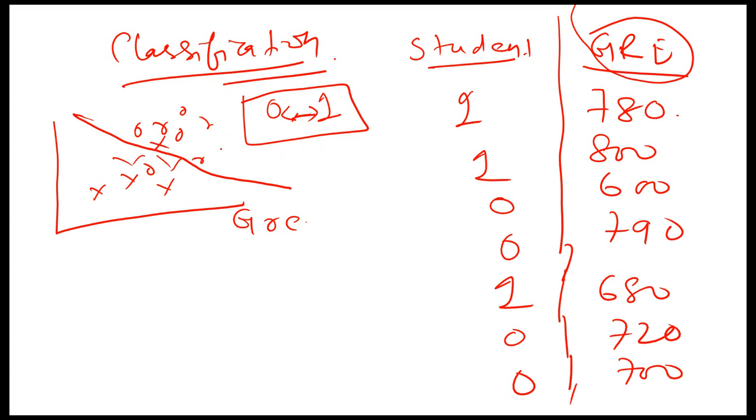But this line says that after a GRE score, say x1, you get all admits, and before that you get all non-admits. So this is a classification. How do we do that? You use a special type of regression known as logistic regression.